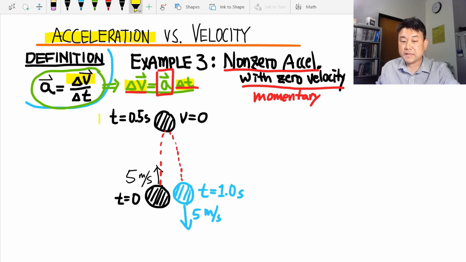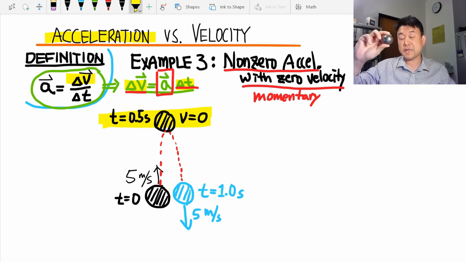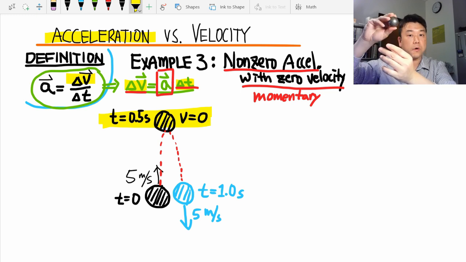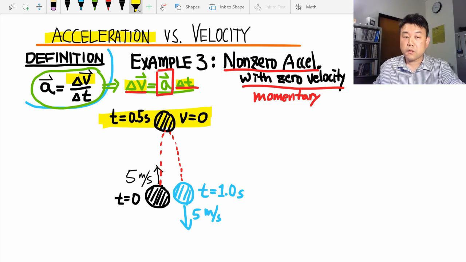So at that exact moment, when the ball is at the top, its velocity is 0. I can say that its velocity is 0 without actually measuring it, from this argument. If it had positive velocity, it would be moving upward more. If it had negative velocity, it would be moving downward. So by the fact that it's at the very top, its velocity has to be 0 because it's neither moving upward nor downward. And I'm saying that this is an example where acceleration is not 0.